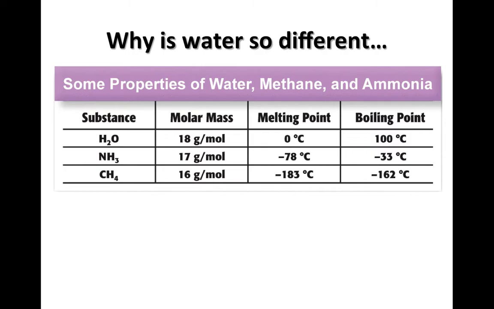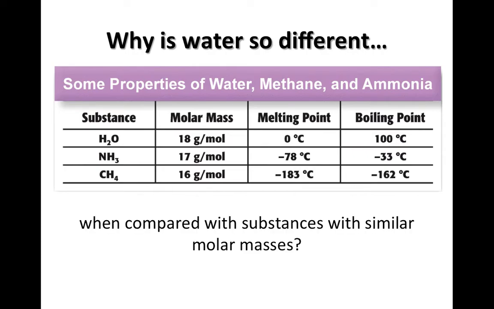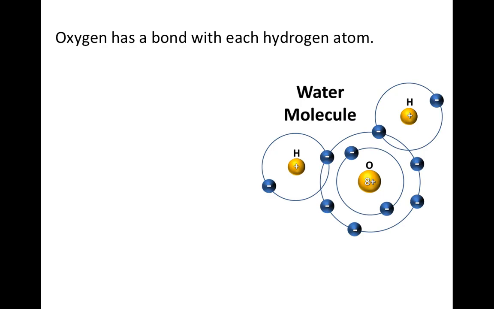So why is water so different? If we take a look at similar chemicals that have similar molar masses, why do these have such different melting points and boiling points? Well, it all has to do with this idea that water molecules are very, very unique.